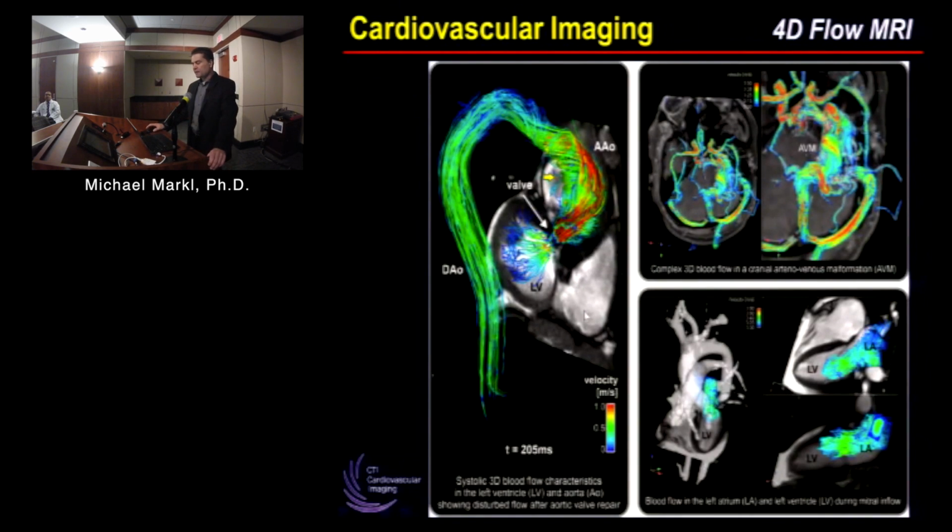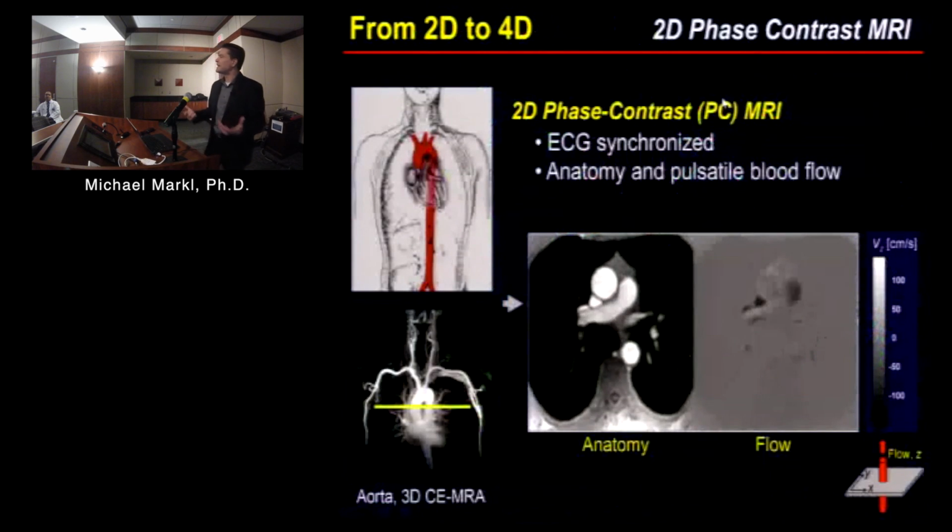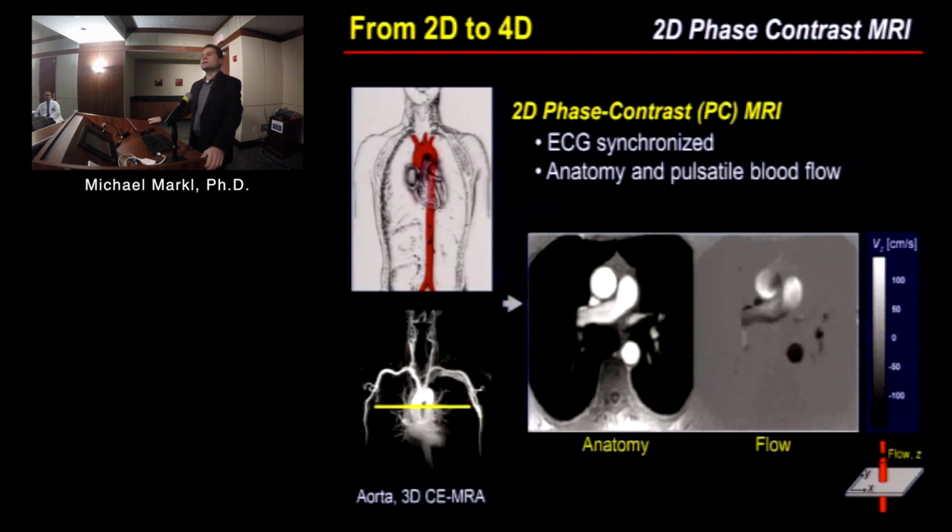So let me just take a little step back and talk about what the technique really is. So what's 4D flow MRI? It's really based on a technique that has been around since the 1980s or 1990s, and that's 2D phase contrast MRI. And that's a technique where you use MRI for the imaging of blood flow.